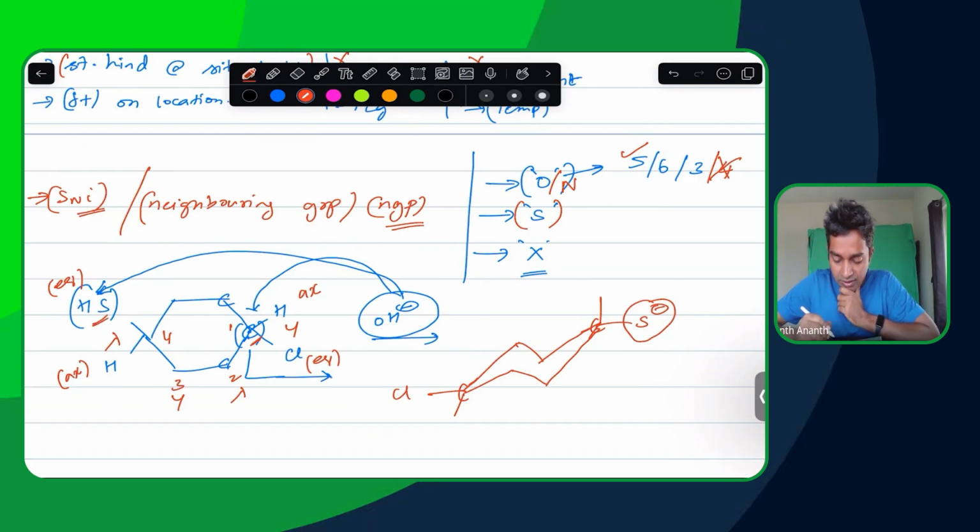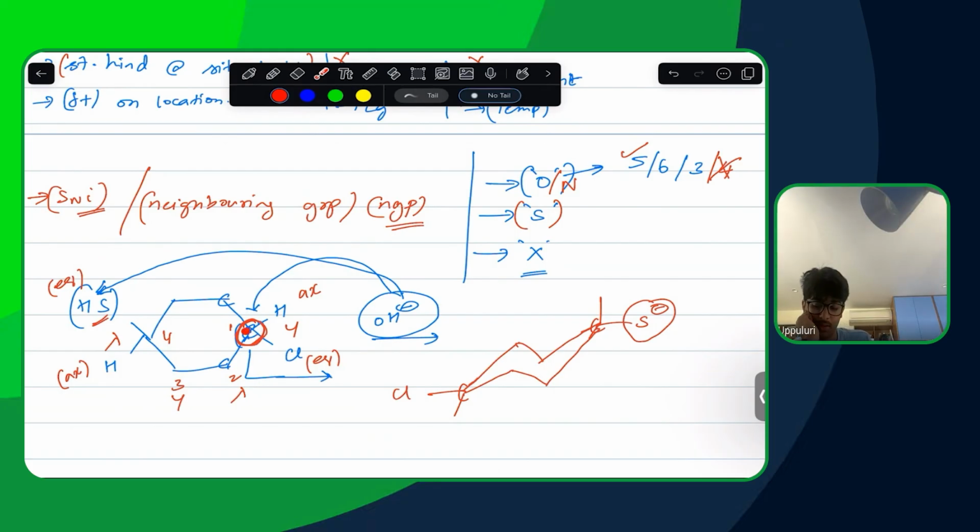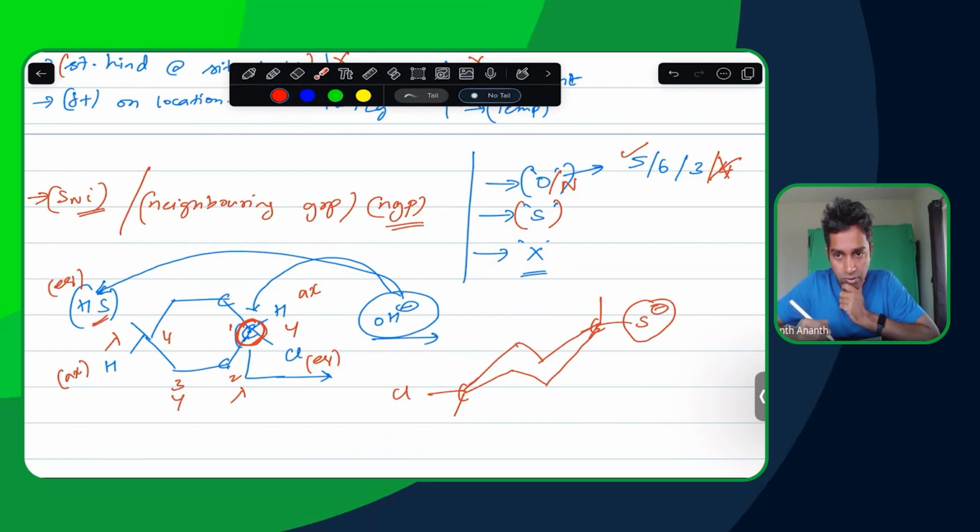So what did we first consider? Is this location good for attack? Good for SN2 directly. That was the first thing we talked about. Is this good? No. Because it is not good, neighboring group participation will happen. And in this case, when the neighboring group participation does happen, we will have a possibility of attack on carbon 1 or carbon 4.